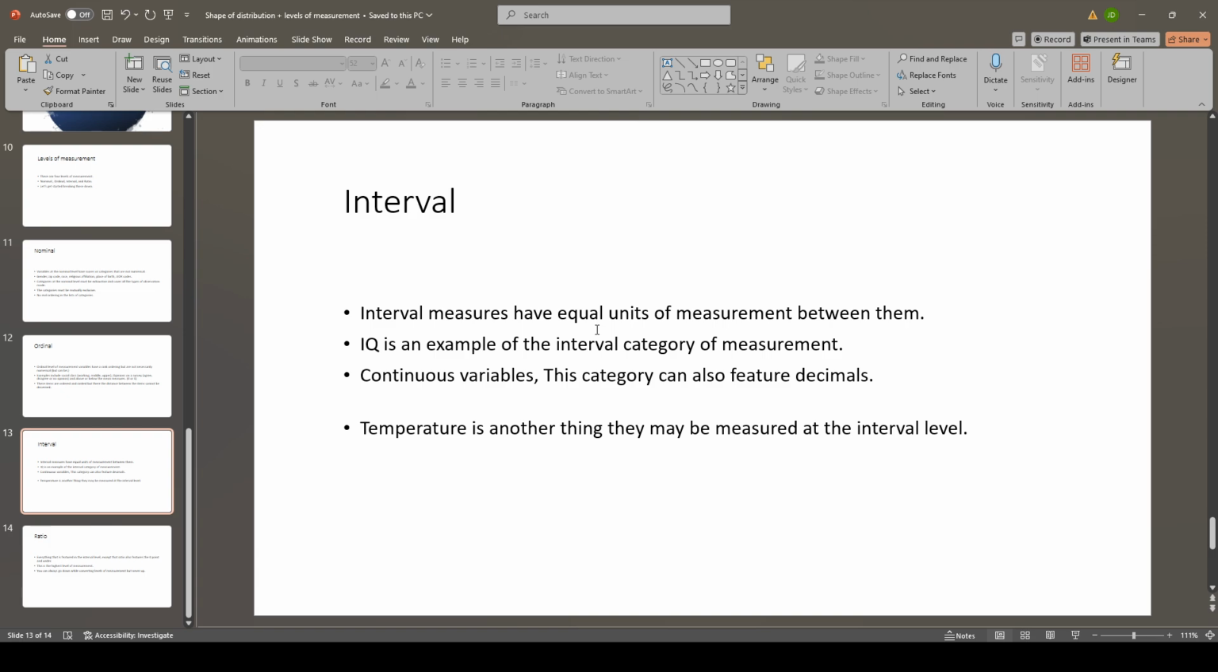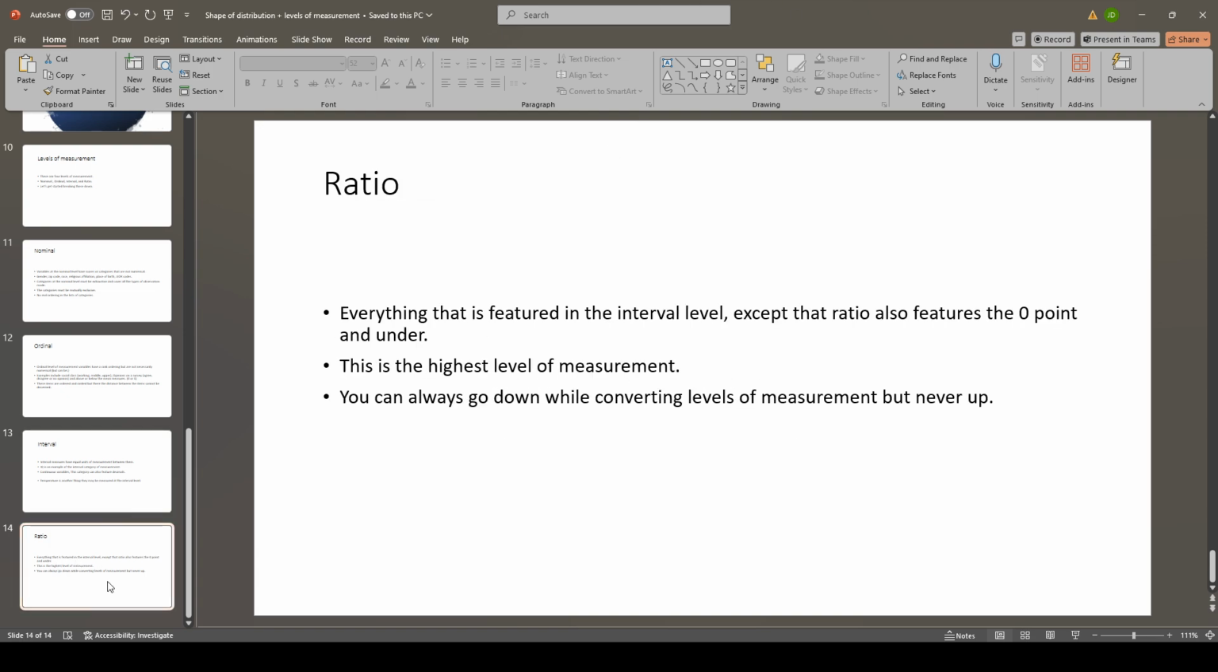Intervals include income and temperature, and temperature gets into ratio, and we'll get into that. When you get into ratio variables, these are interval variables, except there's a 0 point, and this is the highest level of measurement. So with interval and ratio, you start running into things like conversions, such as degrees in Celsius. Same thing, but different measurements. Converting degrees of Celsius means there's no equal distance point, like in the number 1 to number 2 example. So those are the 4 levels of measurement.